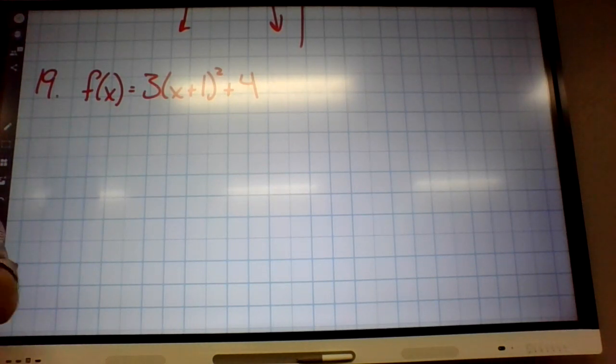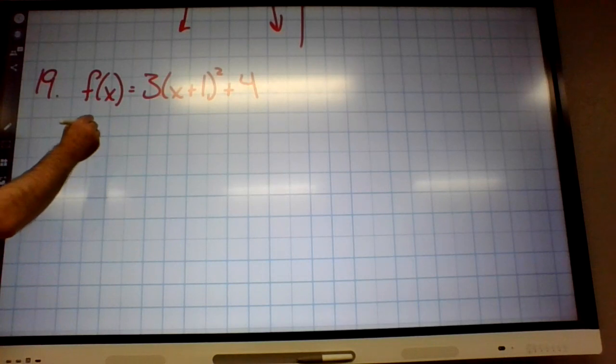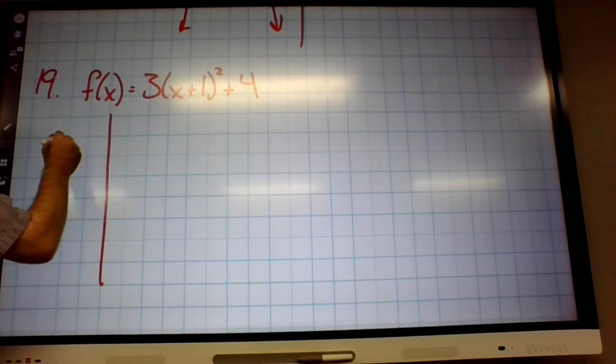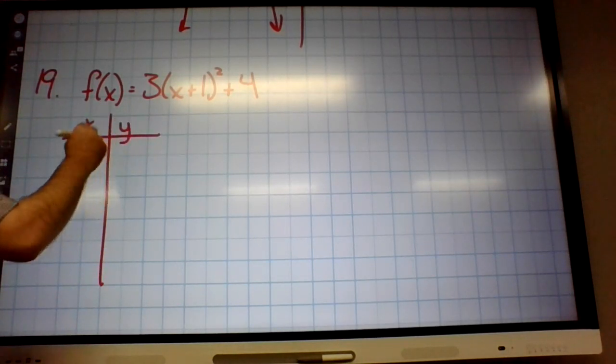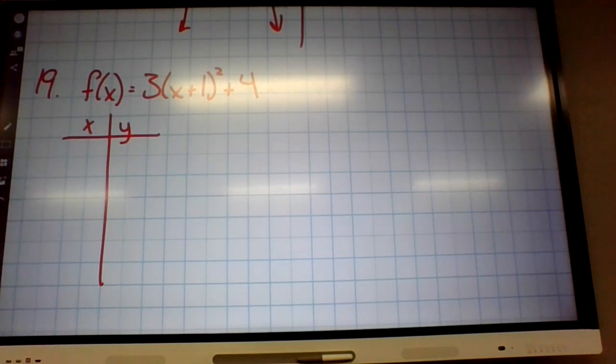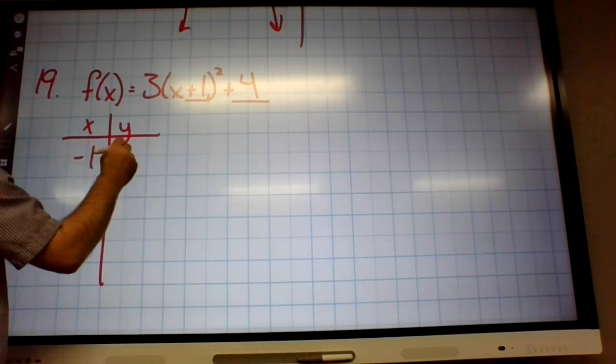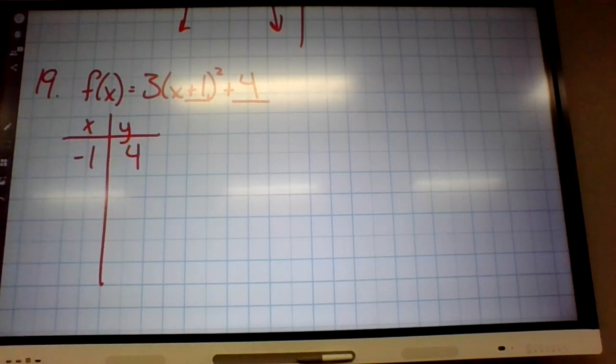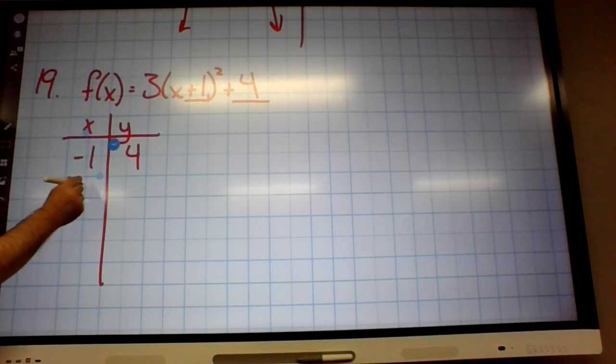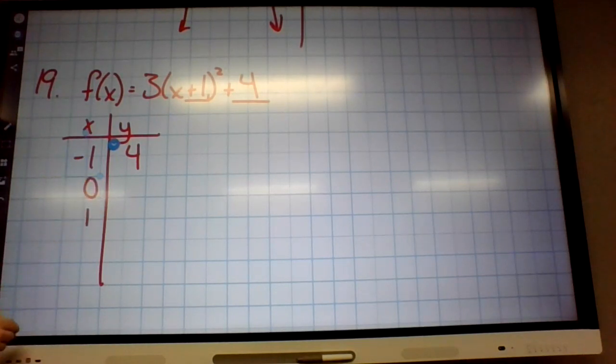Alright. Corbin. Where is the vertex gonna be on 19? -1 and 4. Yep, -1, 4. Opposite of the first, same as the second. What x values should I plug in? 0 and 1. Yeah, what's close to -1? That'd be 0 and 1. Or you could do -2, -3, if you want the other side of the graph.